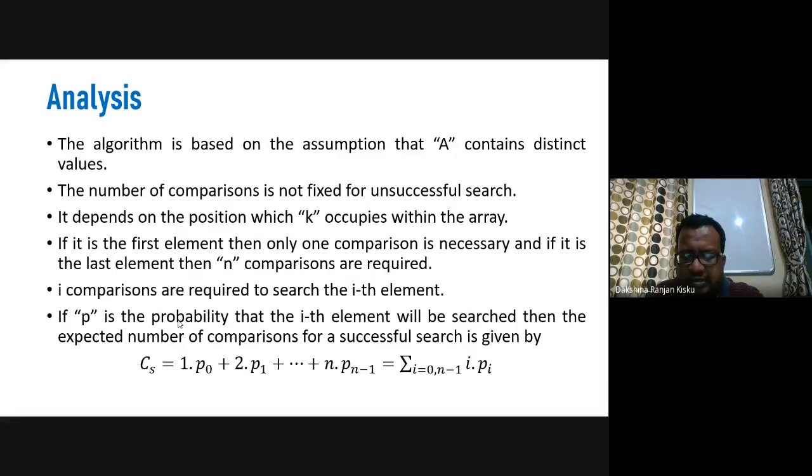Here i is the ith element and p_i is the probability of the ith element. So we get the summation over i into p_i from i equals 0 to n minus 1, which is the total number of comparisons. So this is the expected number of comparisons for a successful search, where the element values are distinct in the list A.